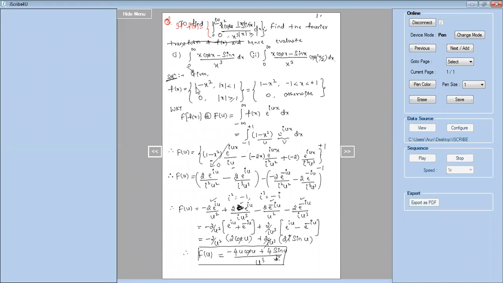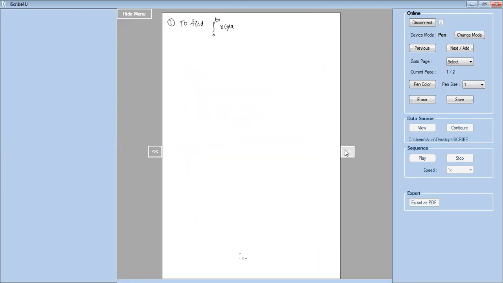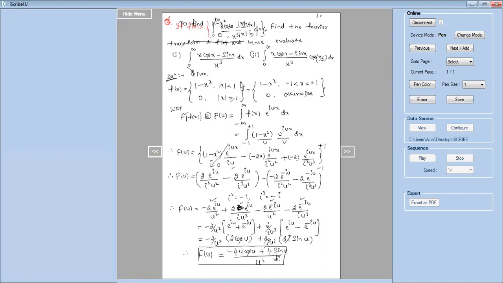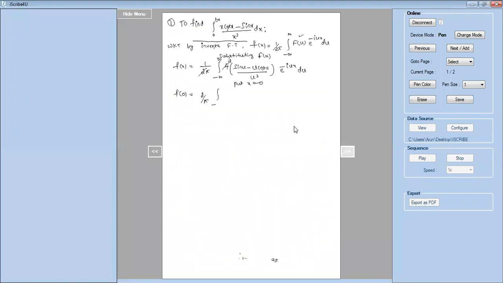f of 0 means put x is equal to 0. Put x is equal to 0 here, you get 1 minus 0, and 1 minus 0 is 1. Correct. So I'm just substituting in this, so you get f of 0 is equal to 1. So let us put 1 here.